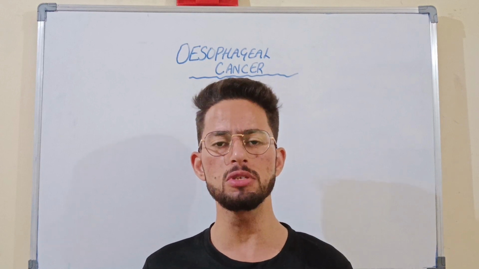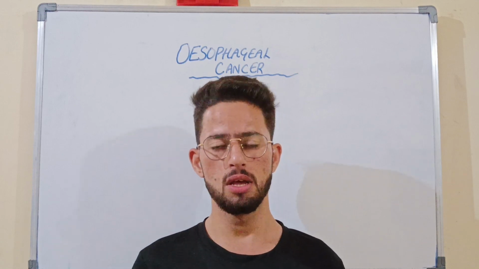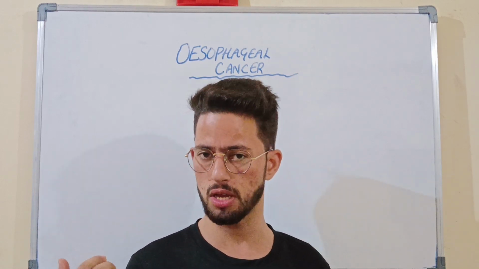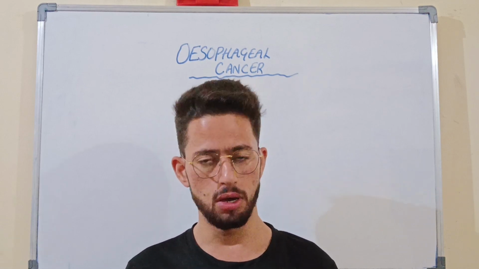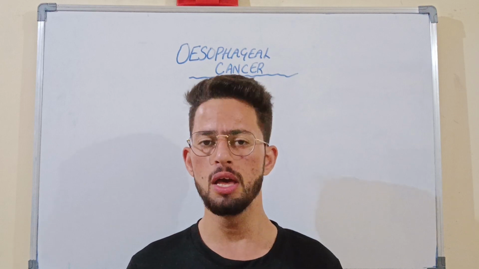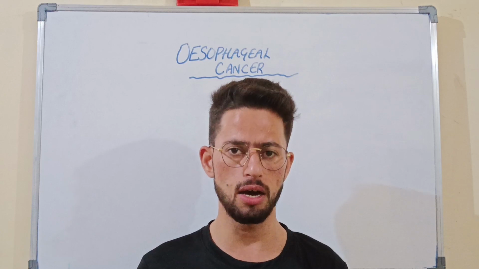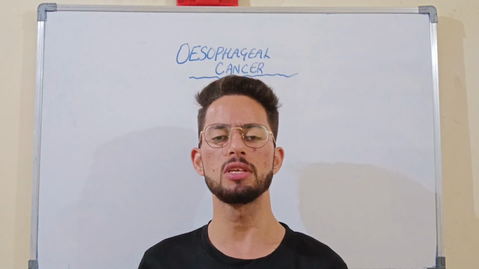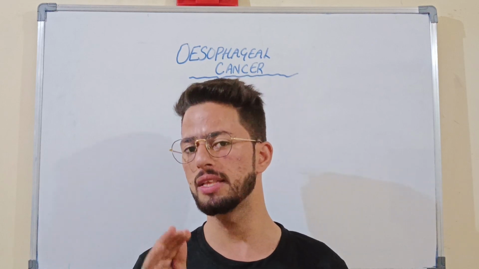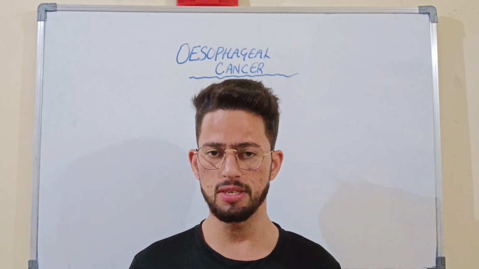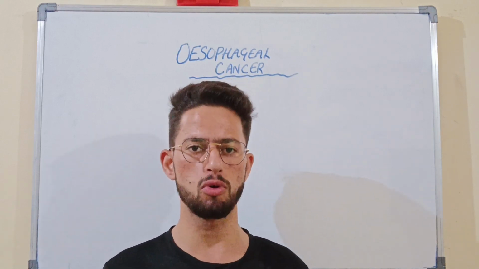Now let's talk about the forms or types of esophageal cancer. It depends on from which cell the cancer has arisen. So there are two types. First one is squamous cell carcinoma, and second one is adenocarcinoma. Squamous cell carcinoma means the tumor arises from the squamous cells, thin and flat cells located inside the epithelial tissue. That is squamous cell carcinoma, and it contributes about 70% of total esophageal cancer.